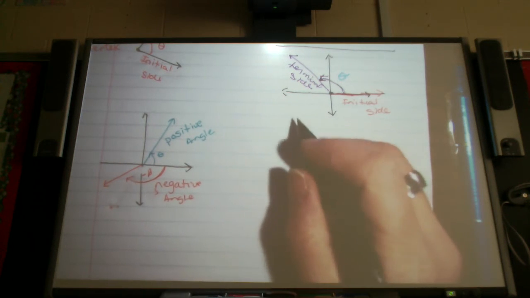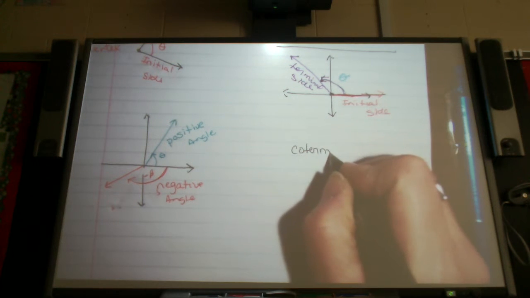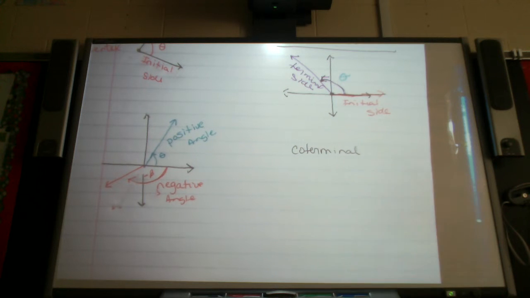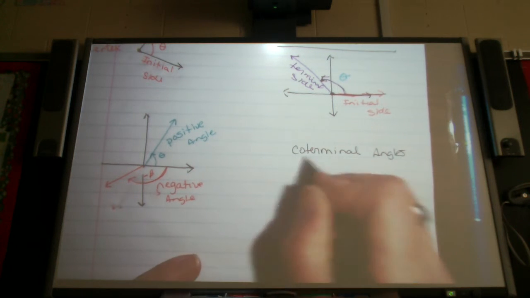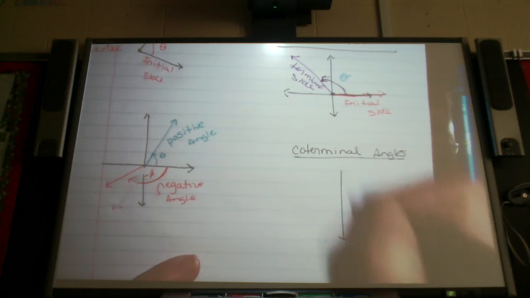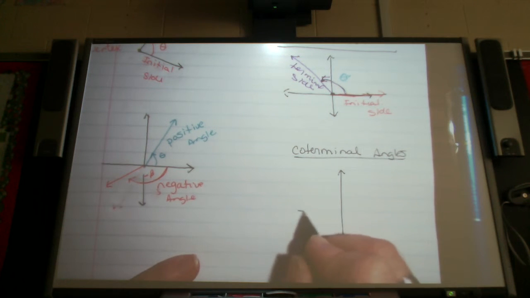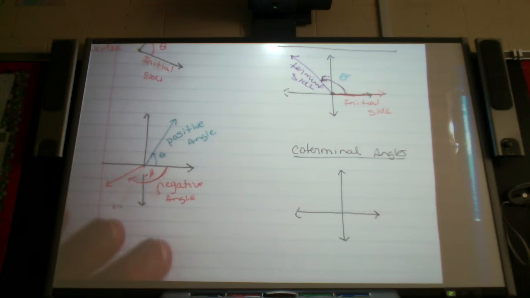And then the last thing we're going to use is the word coterminal angles. Any ideas on what we mean by coterminal angles?